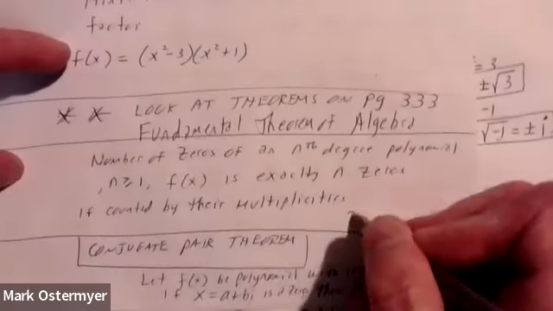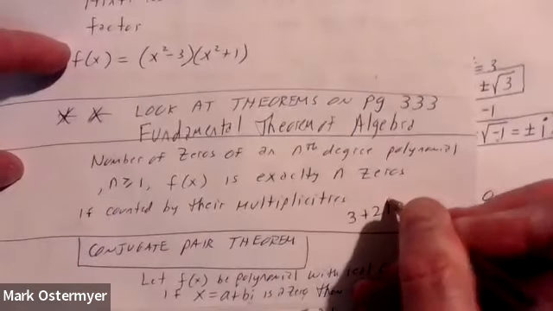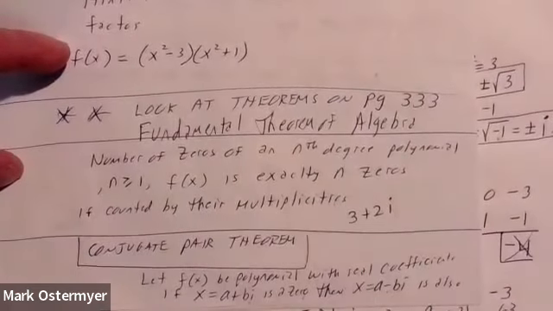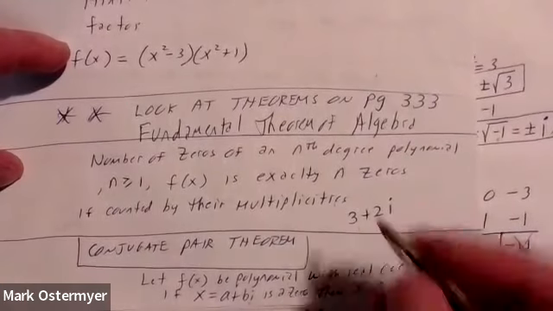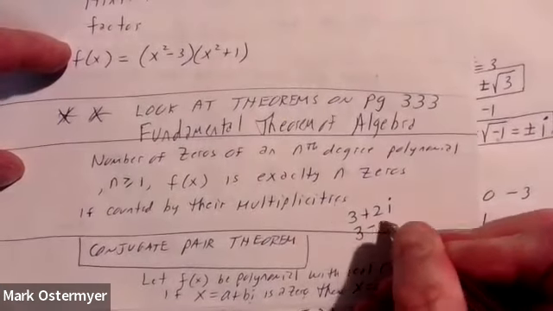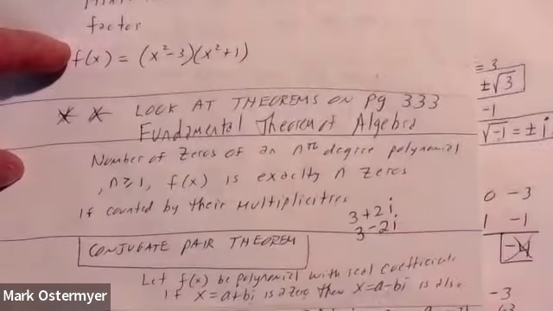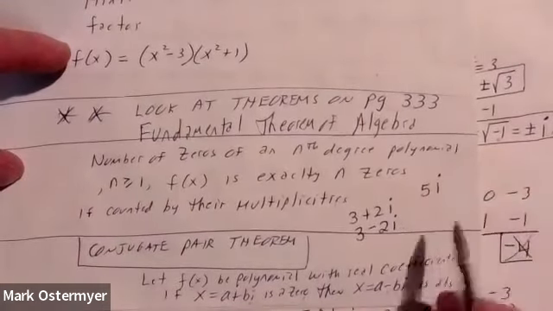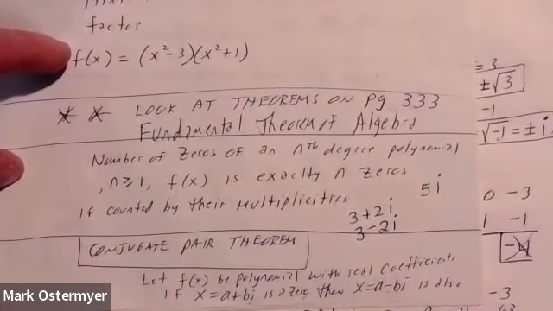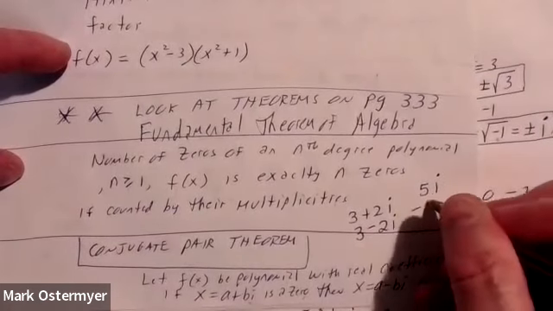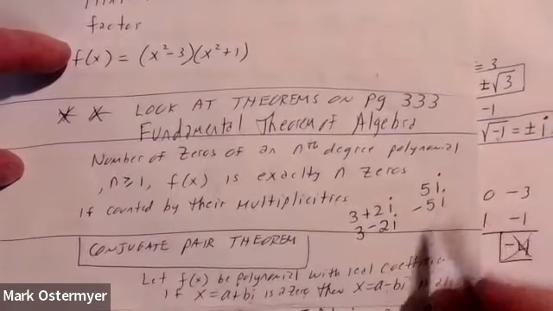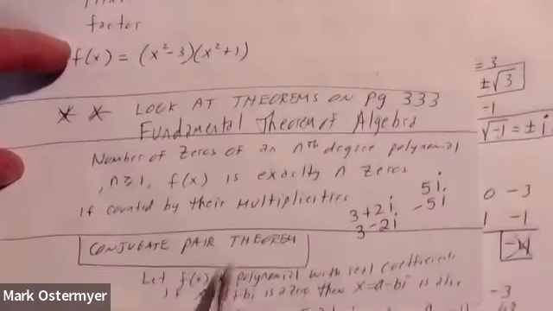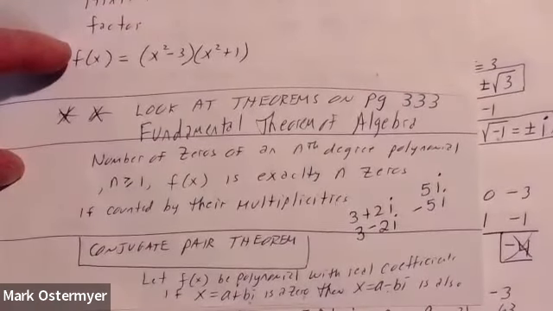So in other words, if 3 plus 2i is a zero, what's automatically another zero of a polynomial function? Guaranteed. 3 minus 2i also has to be a zero. If 5i is a zero, automatically, what has to be another zero? Guaranteed. Negative 5i must also be a zero. That's what the conjugate pair theorem is saying.